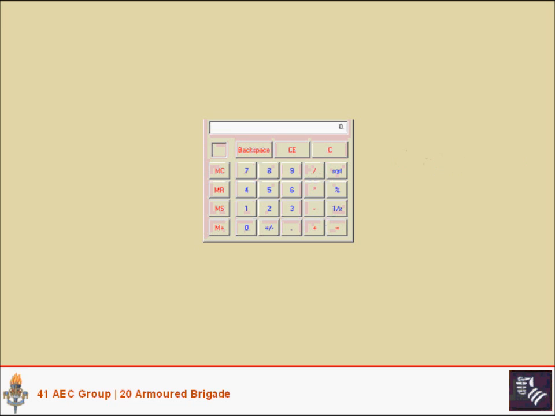To multiply, we enter the number we want to multiply, usually the largest, and press the multiply key. Then, enter the number we wish to multiply by, and press the equals key. The answer, again, will appear in the screen.